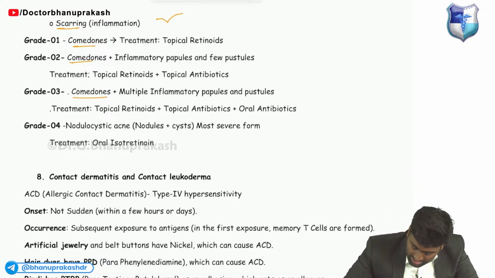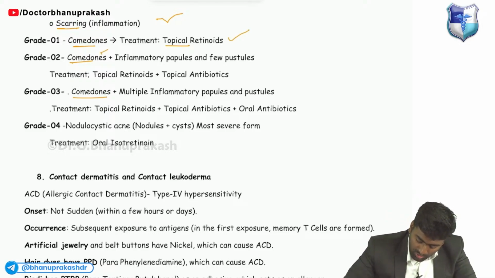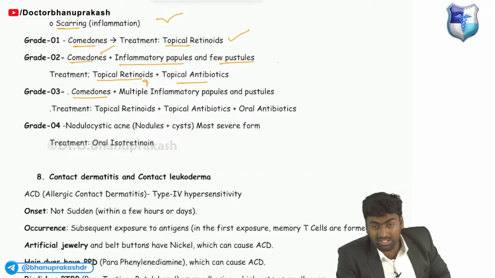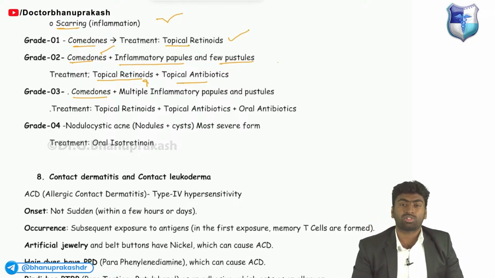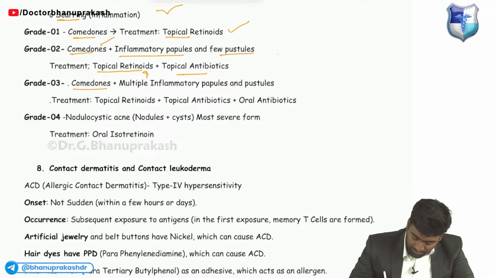Followed by this, you will start with topical retinoids. If there are comedones along with inflammatory papules and pustules, then we'll give topical retinoids. Along with this, there are pustules, so there may be chances of infection. So we'll give antibiotics. For pustules present along with comedones, we'll give antibiotics. इतना याद रखो. फिर उसके बाद आते हैं grade 3.